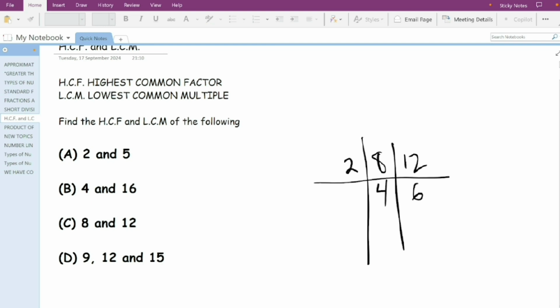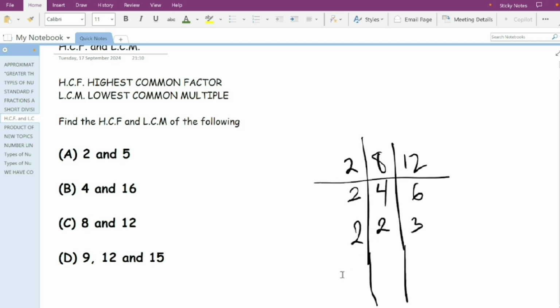2 can still go in at least one of them, so you repeat your 2. 4 divided by 2, or 2 in 4 is 2. Then 2 in 6, or 6 divided by 2 is 3. 2 can still go in at least one of them. 2 can still go in 2, so you repeat 2. Provided the smallest prime number can go in any of them, you keep repeating it.